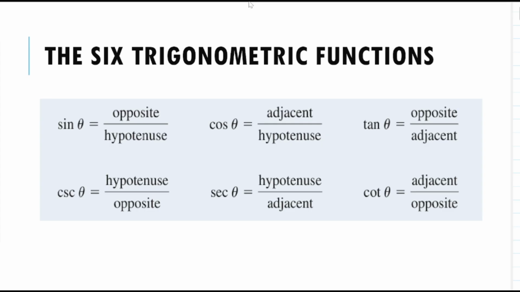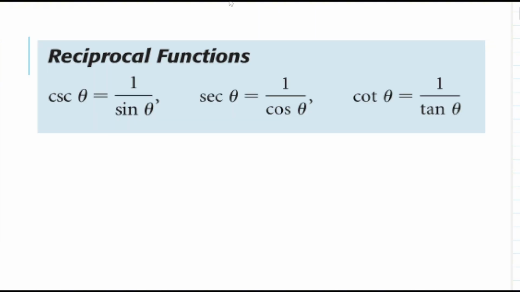As a summary, the six trigonometric functions defined from the right angle triangle are given by the following formulas. Sin theta is opposite over hypotenuse, cos theta is adjacent over hypotenuse, tan theta is opposite over adjacent, cosec theta is hypotenuse over opposite, sec theta is hypotenuse over adjacent, and cot theta is adjacent over opposite. And then you can use these ratios as well to solve problems.